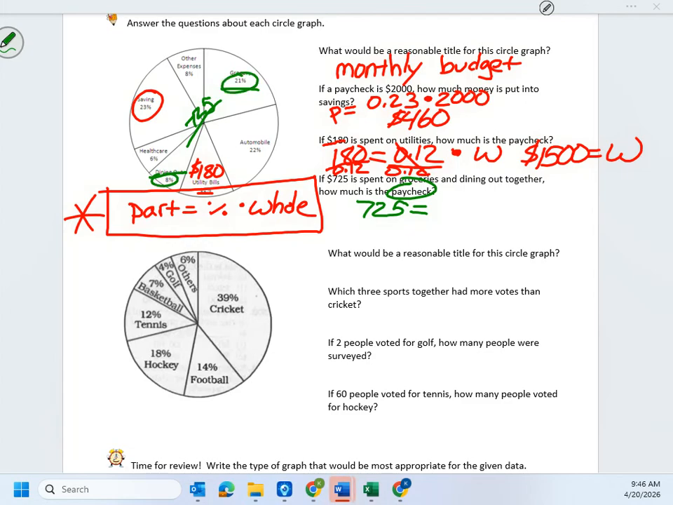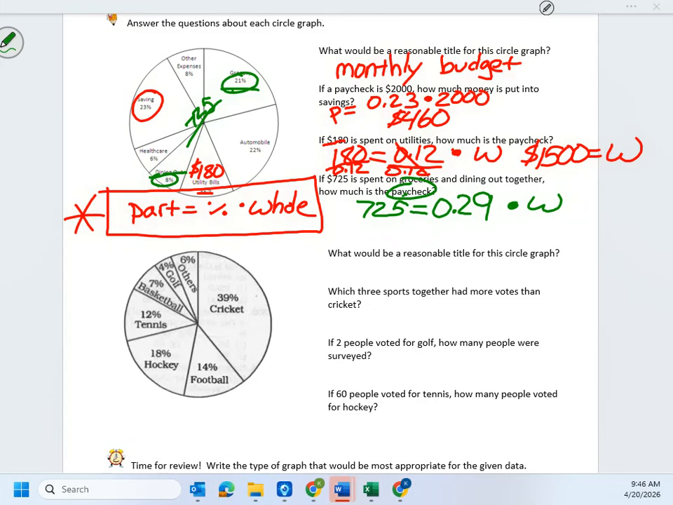Yes, we have to add these two together because they combined them to be $725. So we have to combine their percentages. So 21% plus 8% gives me that 29, 0.29. And we're looking for that whole, the whole paycheck.